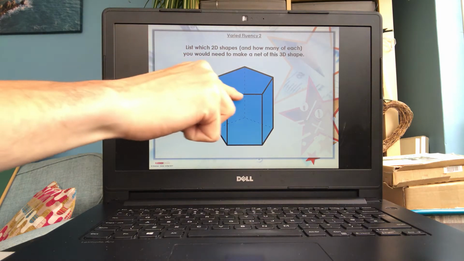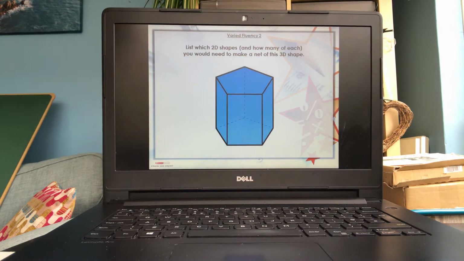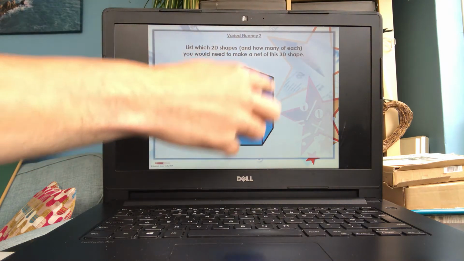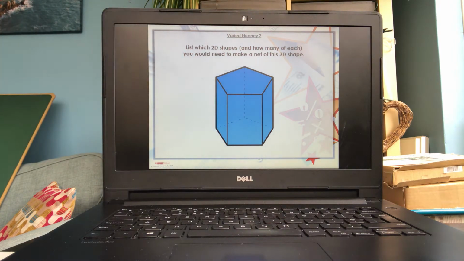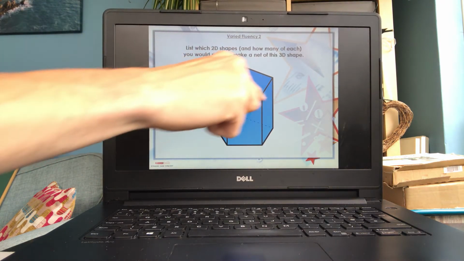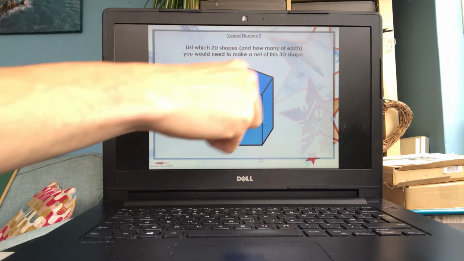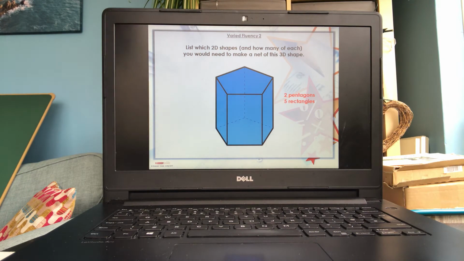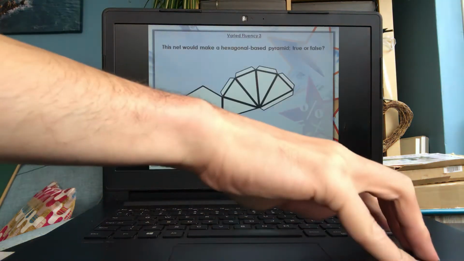Well, if we think that there's 5 sides to a pentagon, we're going to need 1, 2, 3, 4, 5 rectangles coming off of the edges. So it will be 2 pentagons, one at either end, and then 5 rectangles. 2 pentagons, 5 rectangles. Okay.